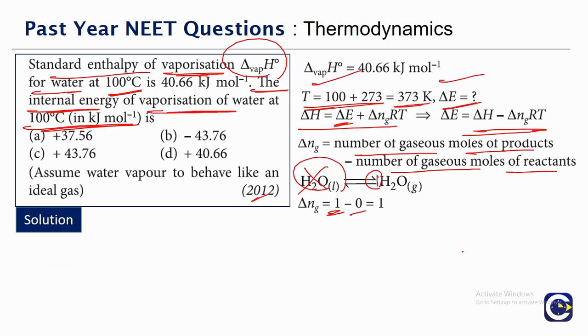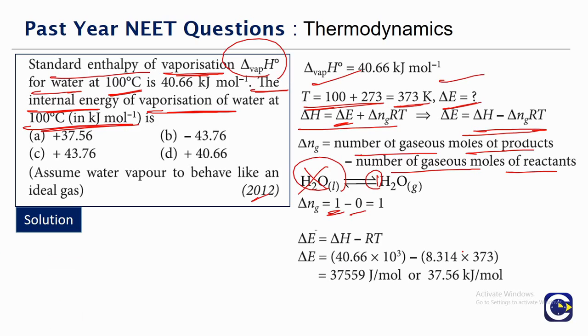Okay, now we have to just go and substitute. So del E is equal to del H minus del Ng RT, and what will del Ng be? 1. So del E is equal to del H minus RT. If you are taking the R in SI unit, what is the R value? It is 8.314 joule per mole Kelvin.